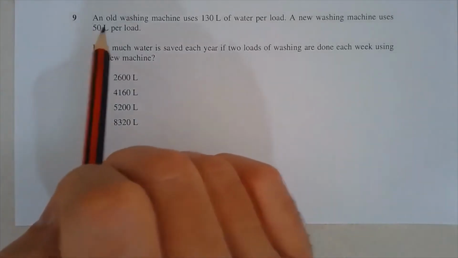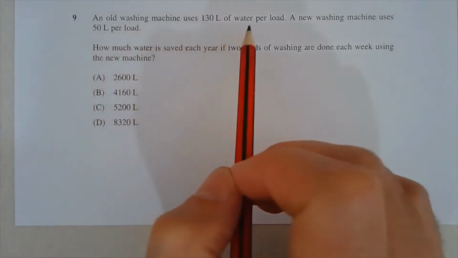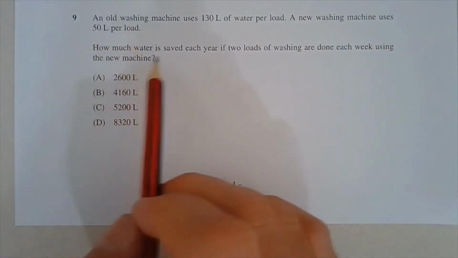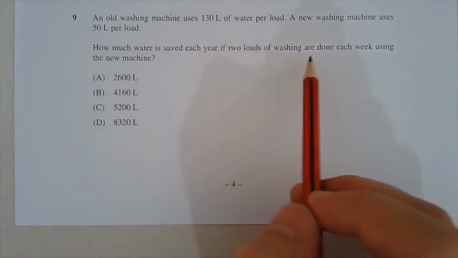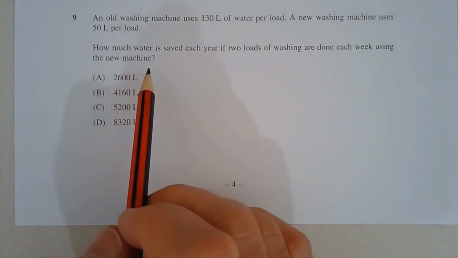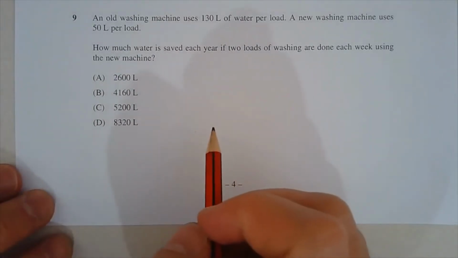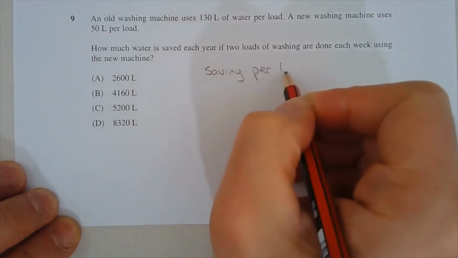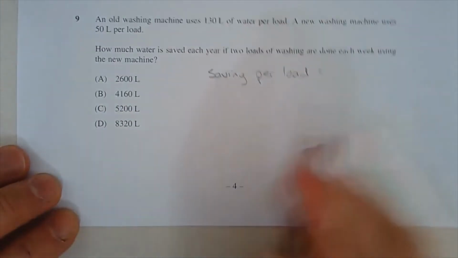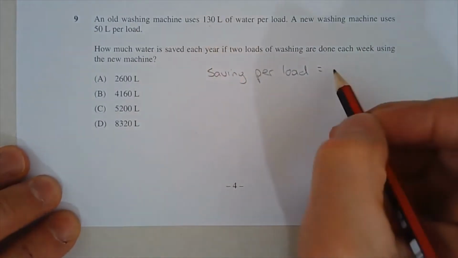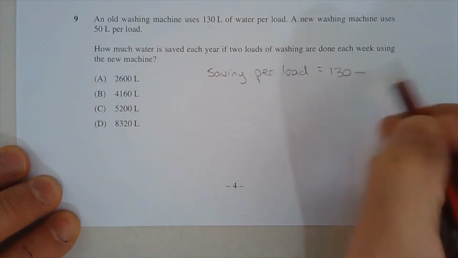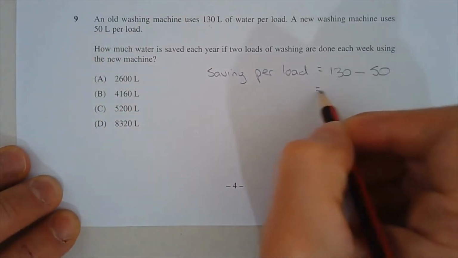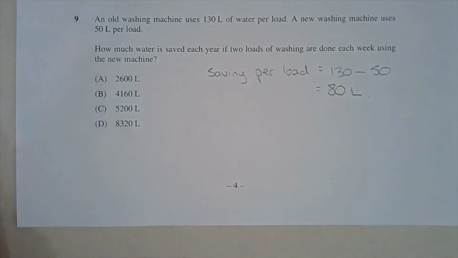Question 9. An old washing machine uses 130 litres of water per load. A new washing machine uses 50 litres of water per load. How much water is saved each year if 2 loads of washing are done each week using the new machine? So first of all, let's work out the saving per load. Is equal to the amount of water used in using the old washing machine, which is 130 litres, minus the amount of water used in the new washing machine, which is 50. 130 minus 50 is equal to 80 litres saved per load.